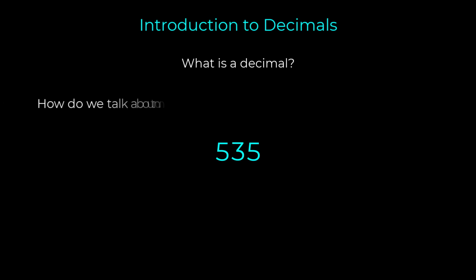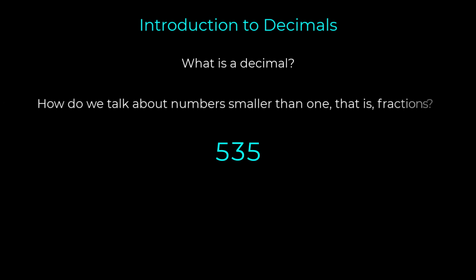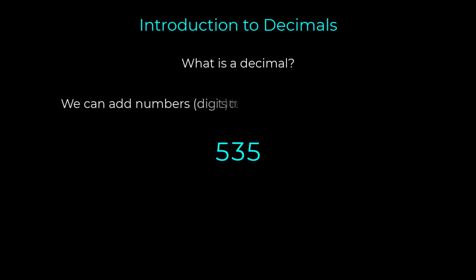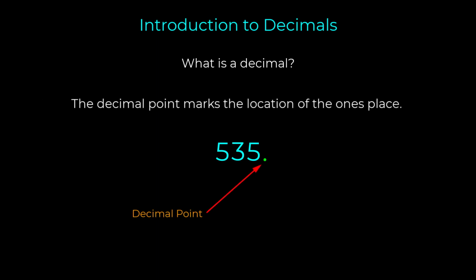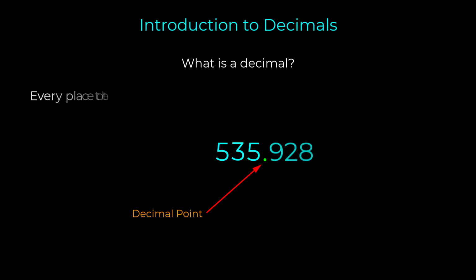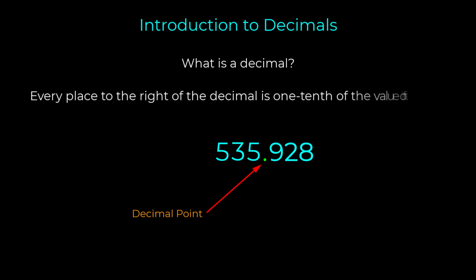What happens if we want to talk about numbers that are smaller than 1, that is, fractions? Well, we can simply add numbers to the right of the ones place. First, we use a decimal point to annotate where the ones place is. Now, using the same convention as before, every place to the right of the decimal point is 1/10 of the value of the place to its left.